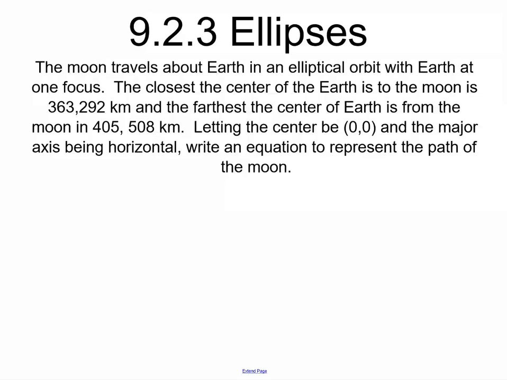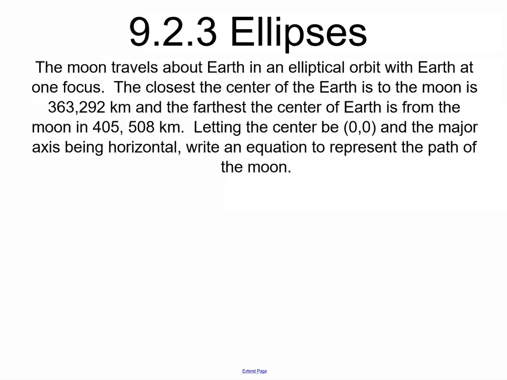One of the most common places where we see ellipses is the idea of orbits. So the moon's orbit around the Earth follows the path of an ellipse. The Earth's orbit around the sun follows the path of an ellipse, and so on and so forth. All the planets' orbits are elliptical orbits.